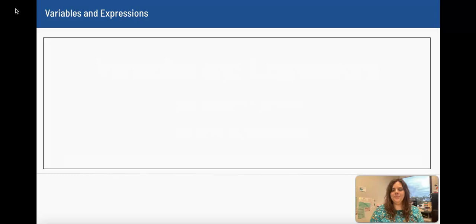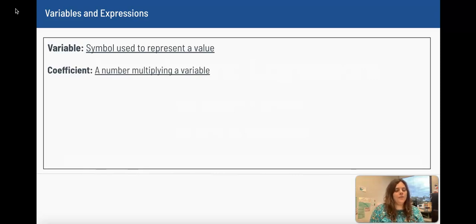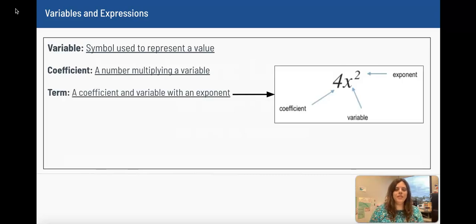Let's get started. So first we want to write down our vocab words. A variable is a symbol that is used to represent a value. A coefficient is a number that multiplies a variable. And a term is a coefficient and a variable with its exponent.